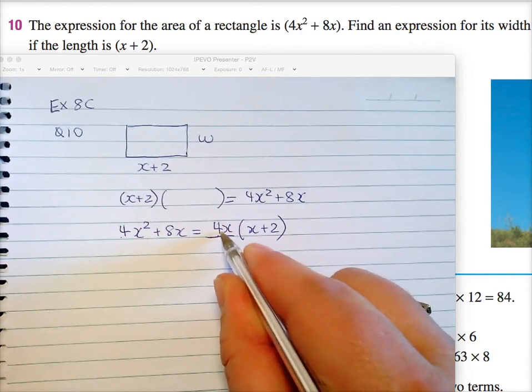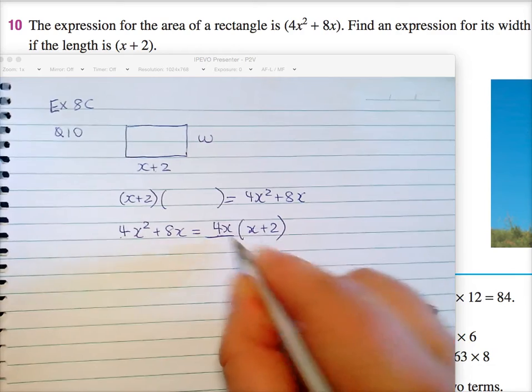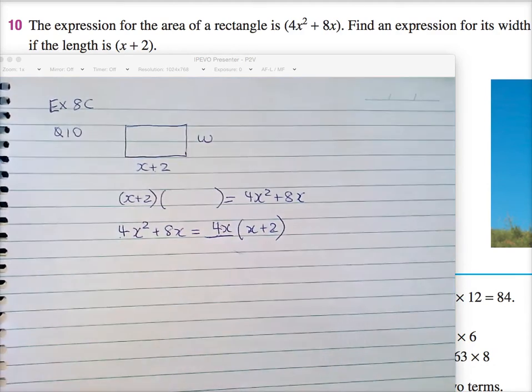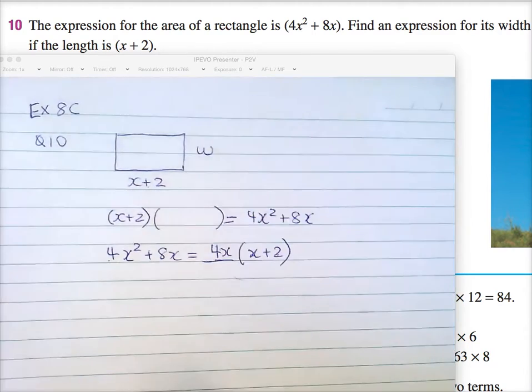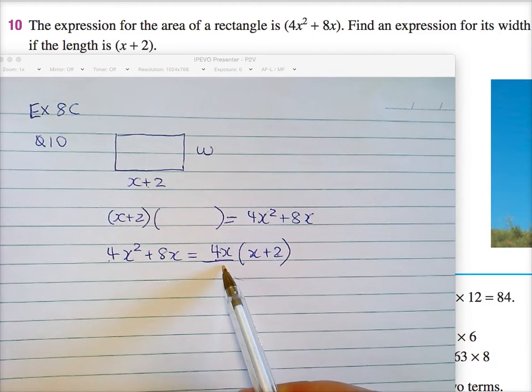4x. So 4x times x is 4x squared. 4x times 2 is 8x. Does it work? So you got it? What's the missing? What's the width? 4x.